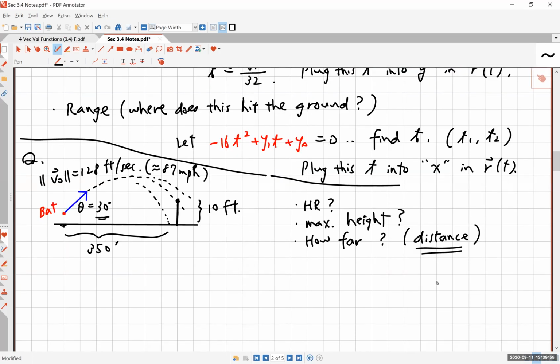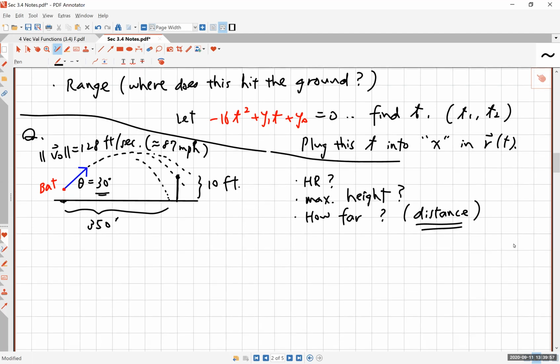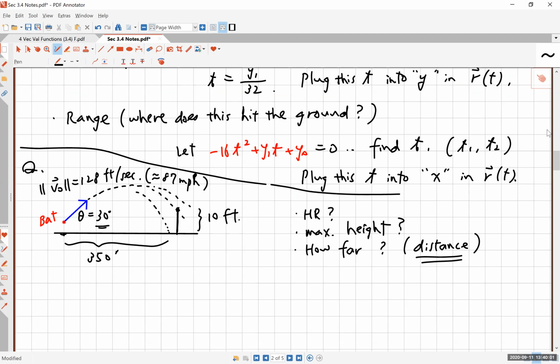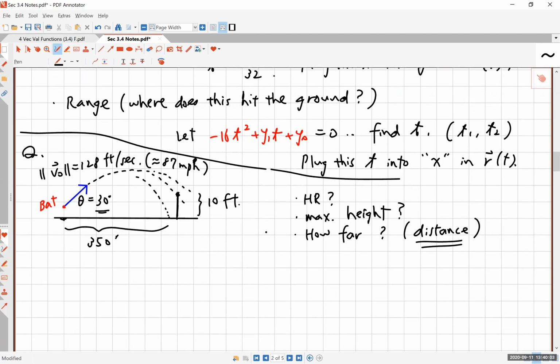All right, so how far did we get, or how far did the thing fly? Remember, you can't use this thing, right? All right, so let's go ahead and try to figure out first the initial velocity. So what is V naught?